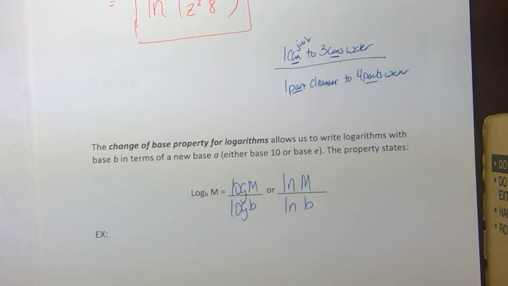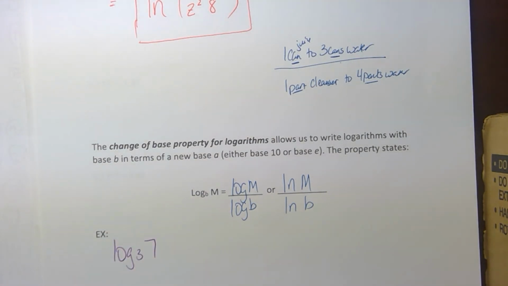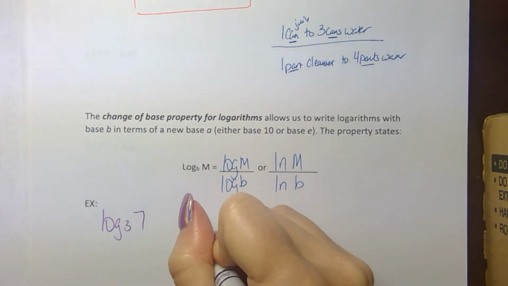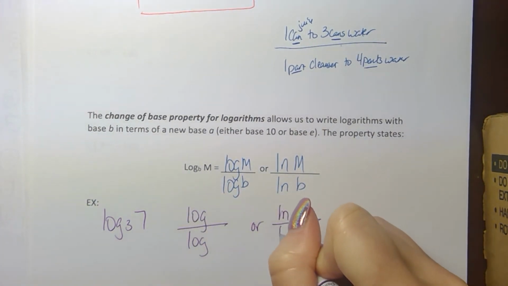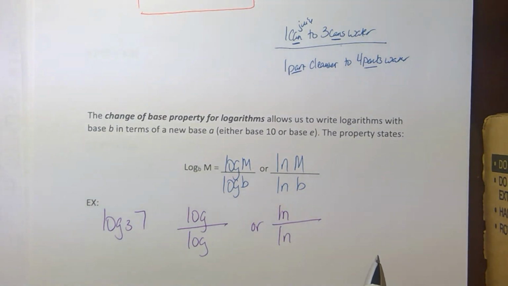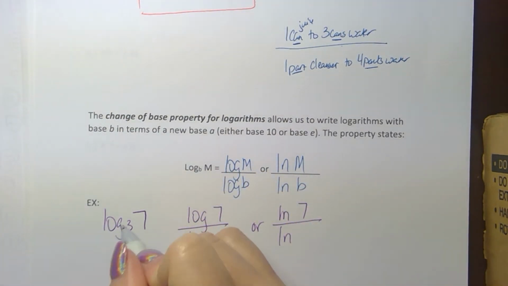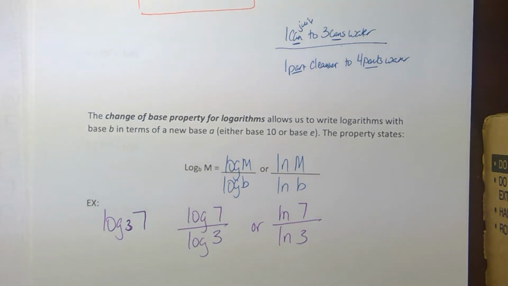I want you to use your calculator, and we're going to approximate an answer for log base 3 of 7. You can use either common log over common log, or natural log over natural log. What does matter is that you are consistent. You use one button in both the numerator and the denominator. What also matters is that the argument goes on top, and the base goes on bottom in the denominator.